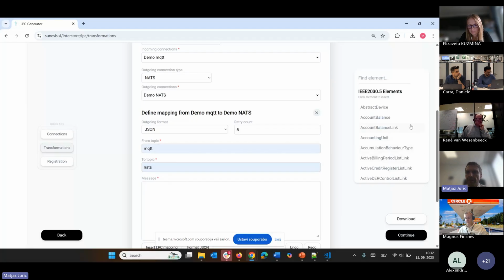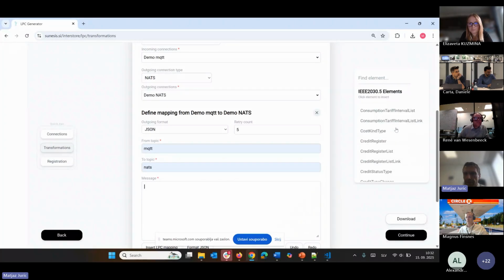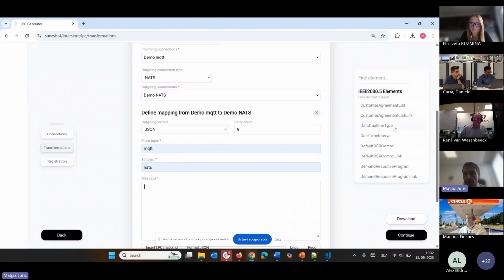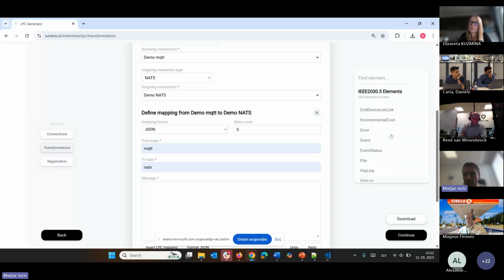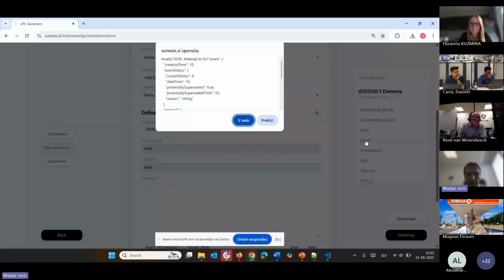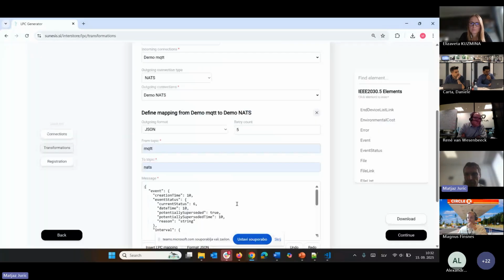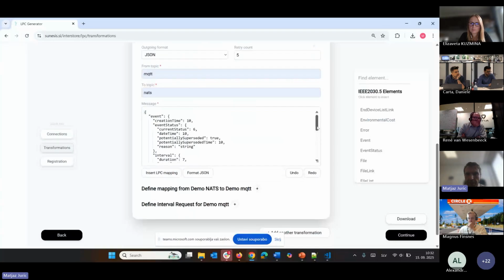Now, this user interface allows you to browse the IEEE 2030.5 elements. So once you click on the message path, you get here a list of all 321 IEEE 2030.5 elements. Of course, I don't have the time now to go into the detail, but for example, if you would like to use the event structure, you would basically click on it, and this UI would already fill the event structure with some sample data. And now all you have to do would be to specify how these values are mapped from the original message.